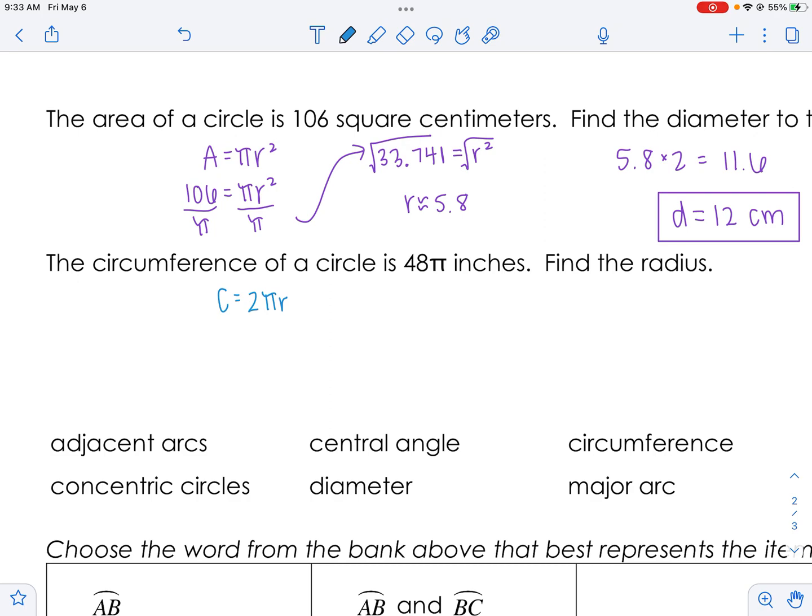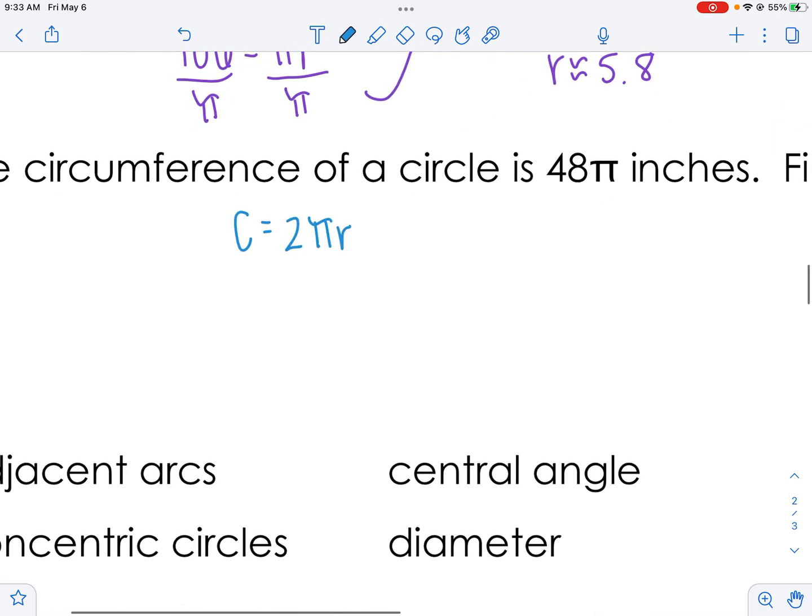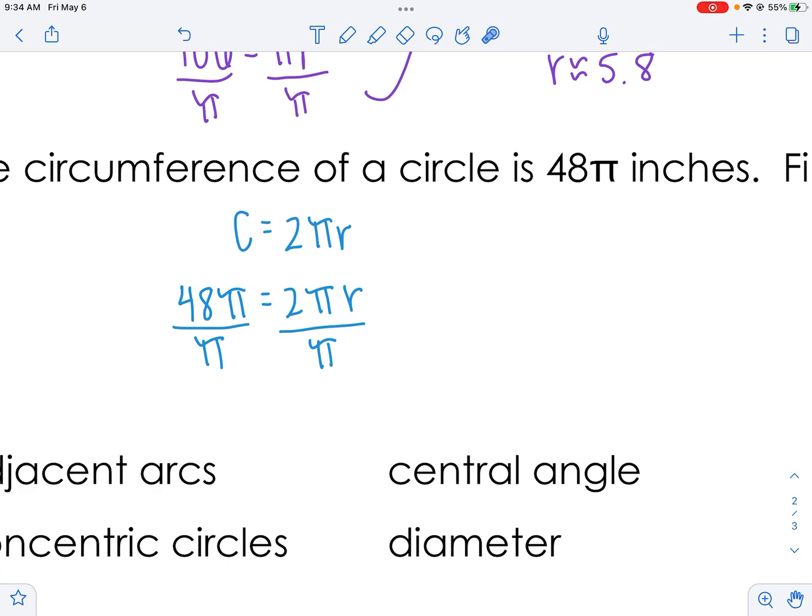So that's why I'm going to use that particular one. And they told me the circumference is 48 pi. So there's your C. So if the circumference, or C, is 48 pi equals 2 pi r, now I'm going to go backwards. So the first thing that I'm going to do is divide by pi. So I'm going to get rid of pi by dividing by pi. And this particular one had a pi in it. So it makes it real simple. I can just cross them out.